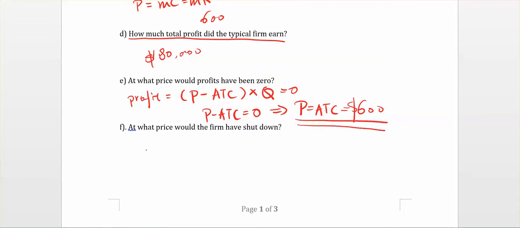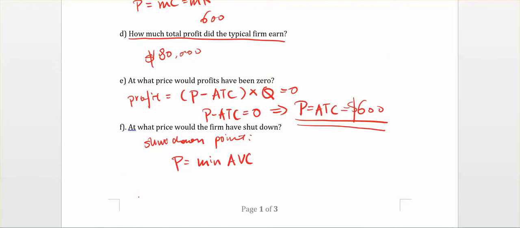So the last question, at what price would the firm shut down? We know once a firm is no longer able to cover variable costs, it should shut down production. Therefore, in the textbook, we learned the shutdown point. The shutdown point is when the price is equal to the minimum average variable cost.